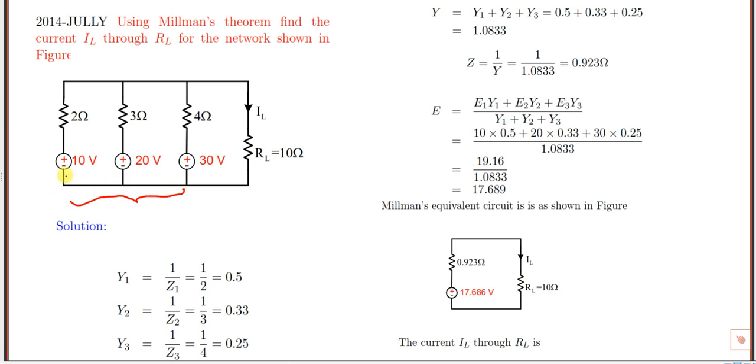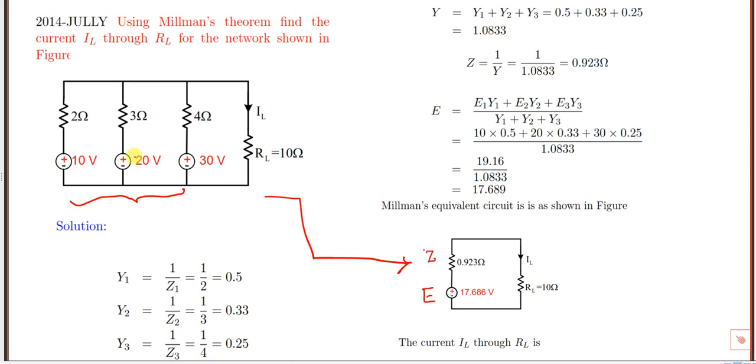Millman's theorem states that if two or more voltage sources are connected in parallel, they can be converted into a single voltage source. So this is a single voltage source. This can be converted into this format: a single voltage source V with a single resistance R, or impedance Y, or you can write Z.